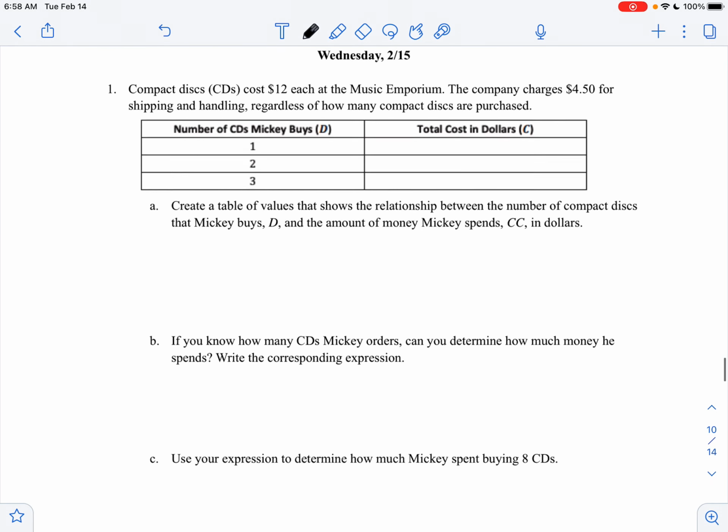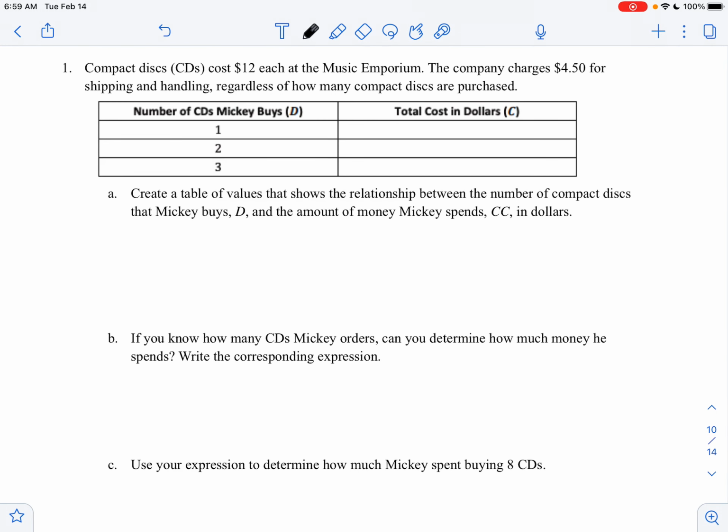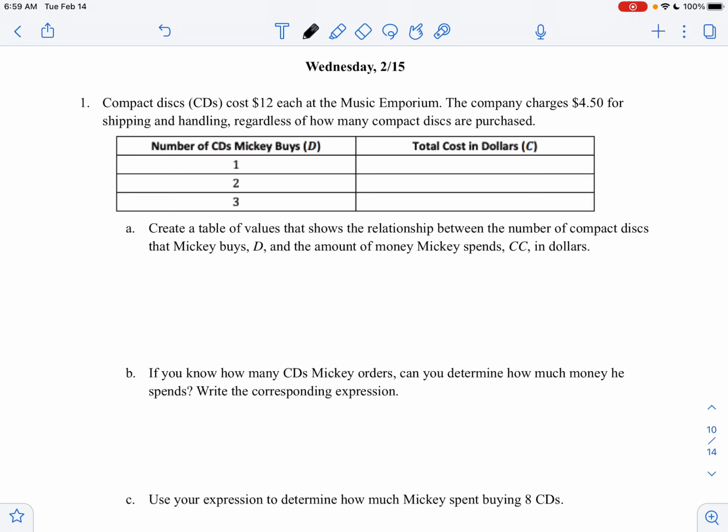So Wednesday's questions are similar to Tuesday's in that they mostly use multiplication and division. But for most of them, there's a small plot twist. Let's take a look at question 1. Compact discs, CDs, cost $12 each at Music Emporium. The company charges $4.50 for shipping and handling, regardless of how many compact discs are purchased. And question A asks you to create a table of values that shows the relationship between the number of compact discs that Mikey buys and the amount of money that he spends.